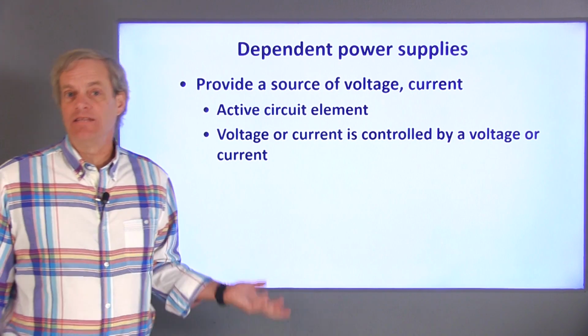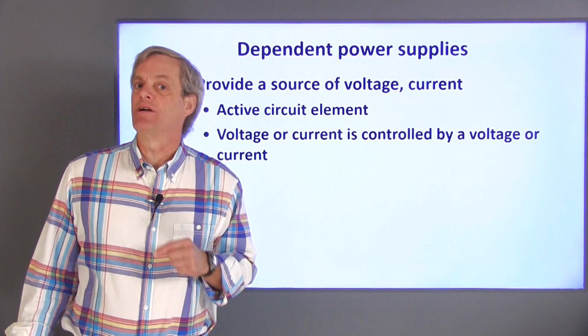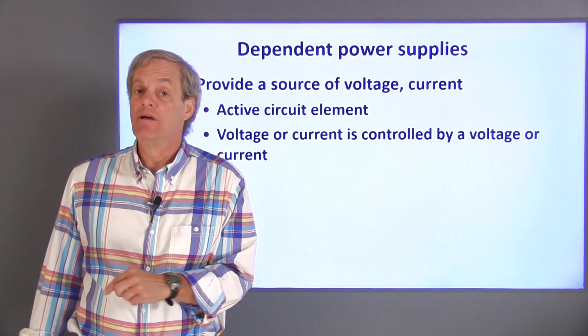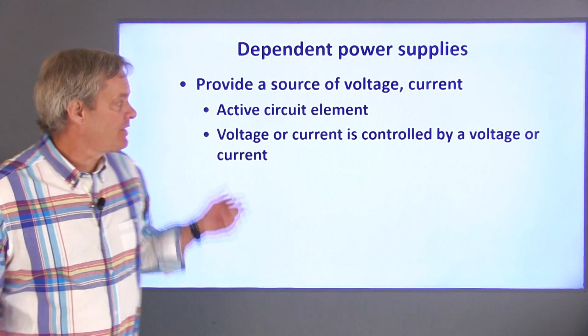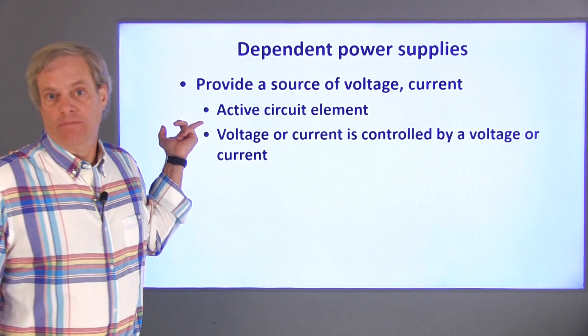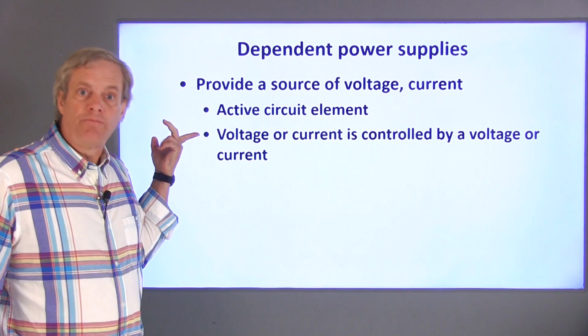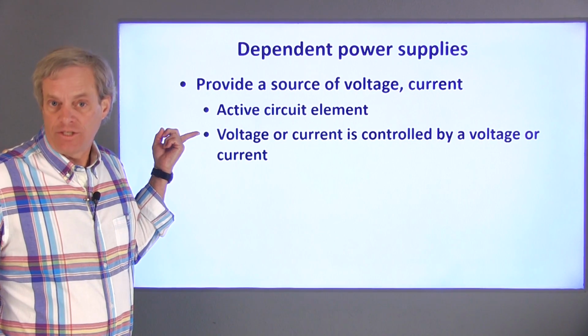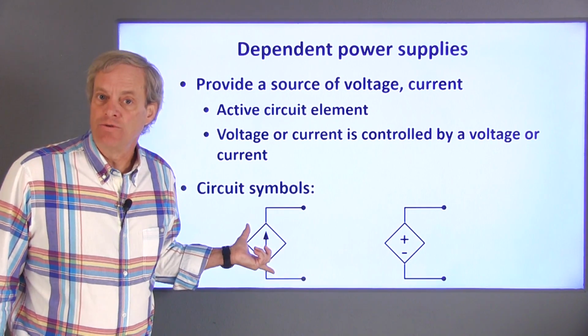However, unlike independent sources, dependent sources adjust the power they provide based on conditions in the circuit itself. Since dependent sources provide power from a source external to the circuit, they are active circuit elements. But the voltage or current they provide is controlled by a voltage or a current within the circuit. Symbols representing dependent sources are shown here.